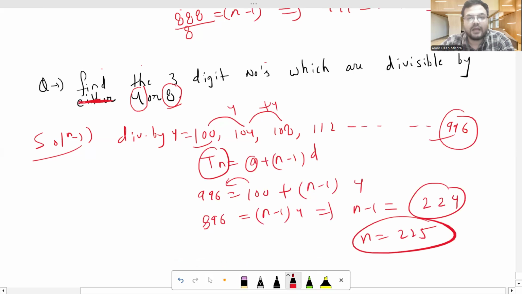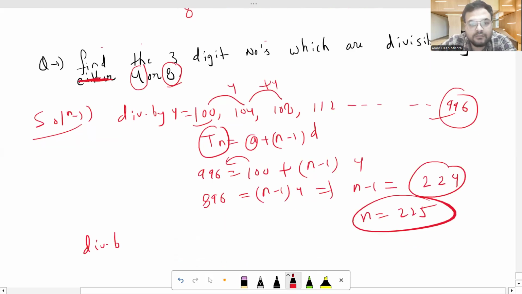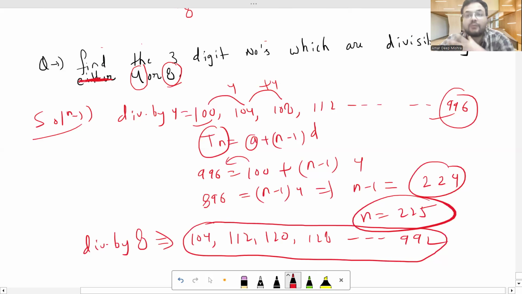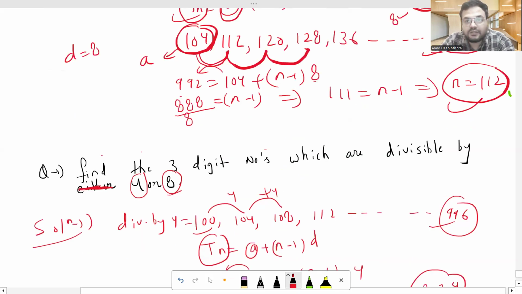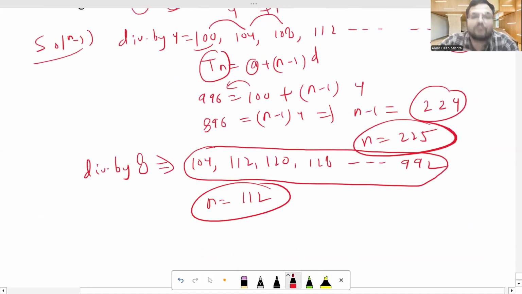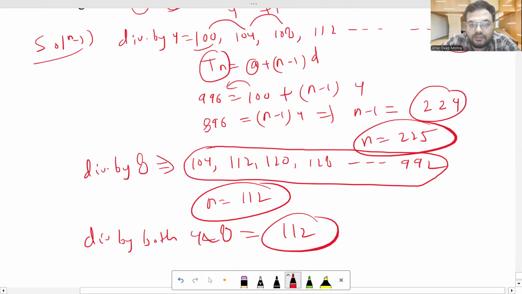Okay. And the numbers which are divisible by 8 are 104, 112, 120, 128, up to 992. For this series, we have already counted the total number of terms in the last question. You see, for this series, the terms were 112. So n will be equal to 112. And the numbers which are divisible by both 4 and 8, that will also be 112, which we have already counted in the last question.